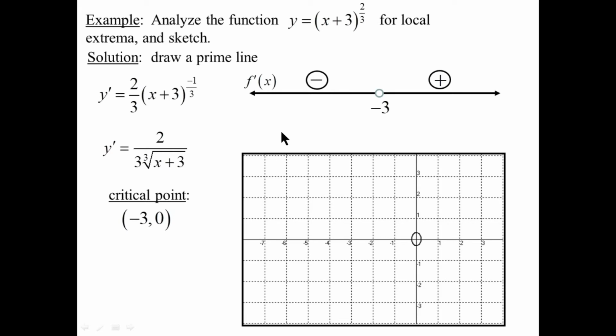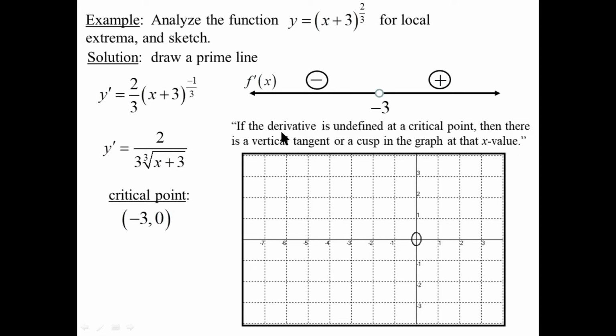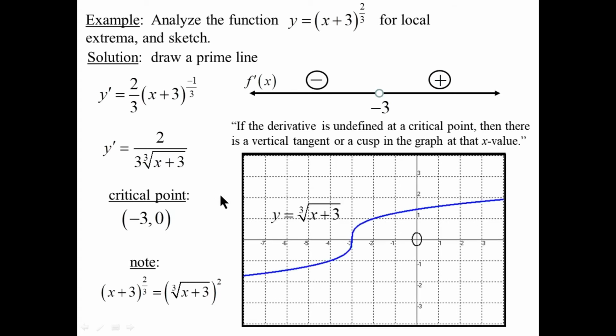But what does our graph look like? We recall the note. If the derivative is undefined, which it is at this critical point, negative 3, 0, then there is either a vertical tangent or a cusp in the graph at that x value. And we note that (x plus 3) to the 2/3 is actually the third root of (x plus 3) squared. And the third root of x plus 3, we know from the previous example, looks like this, because it's a third root function shifted to the left 3.